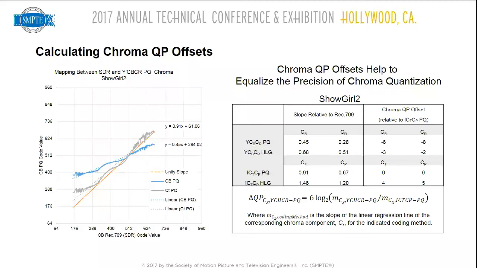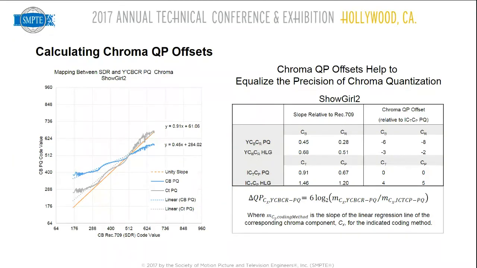Okay? So the way I did this is I actually did a linear regression line for each one of the variations, for each one of the components, the CT, CP, CB, CR, against the SDR content for Showgirls 2, took a ratio of the slopes. And the ratio of the slopes then gives me basically a relative precision by which I need to equalize. I then used the well-known fact that if you double the quantization parameter, the QP value, and the CRF value is similar to the QP value, a change of 6 is basically a doubling of the precision, a doubling of the bit rate. So I use that equation that you see at the bottom of that table there.